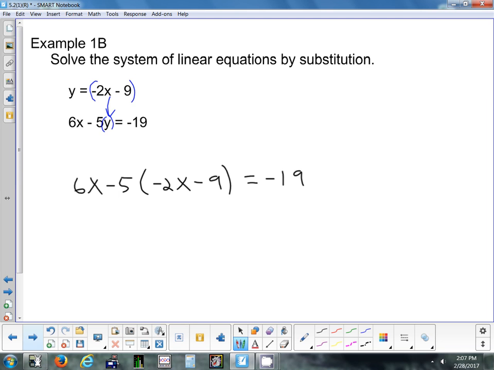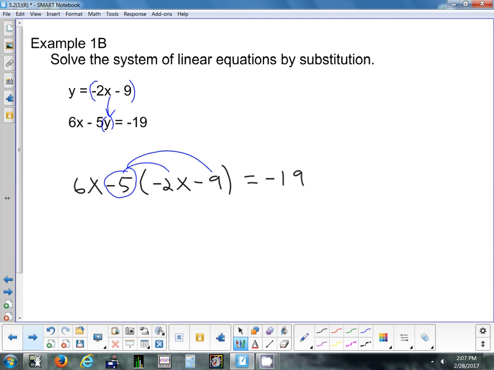I heard 5 and I heard -5. It's the negative. That sign to the left of the number always goes with it. What's going to happen to the 6x? Is that going to be affected when we distribute? No. How about the -19? Is that affected? What'd you say, Sally?